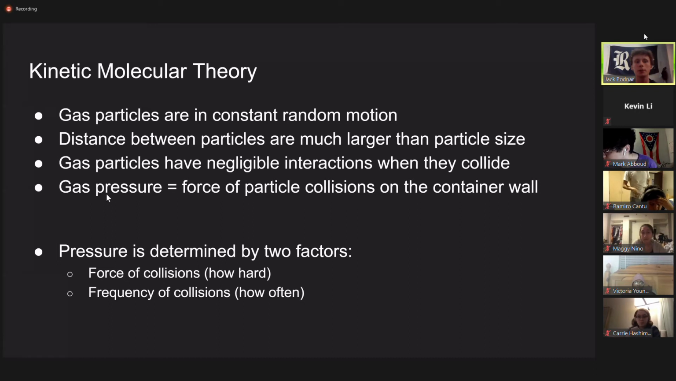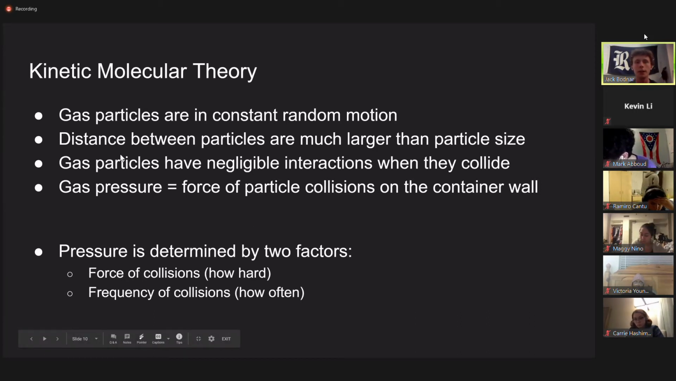The one that's really important and you will almost always come back to is that pressure is the force of particle collisions on the container. And that's determined by 2 factors: the force of collisions, or how hard these particles are hitting the wall, and the frequency of collisions, or how often the particles are hitting the wall.